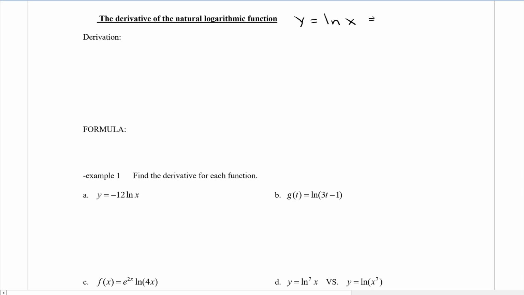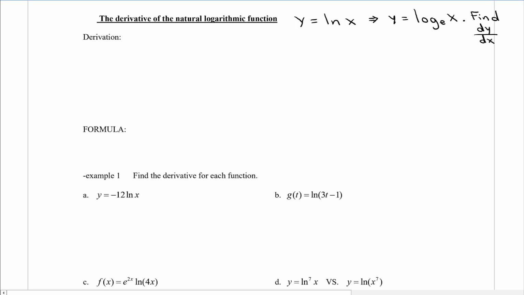Now remember what this means. This means the same thing as y equals log base e of x. And it might be easier to write it this way when we rewrite this in exponential form. So here I'm also going to write that we need to find dy dx. And now I'm going to go ahead and start the derivation.